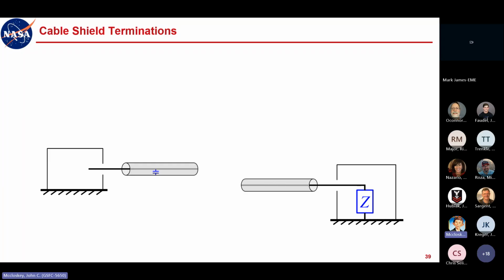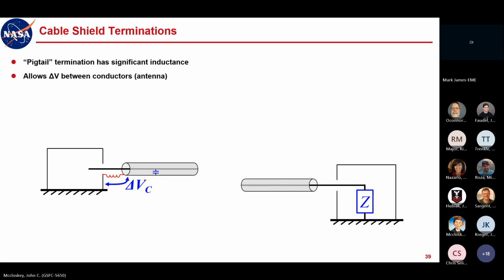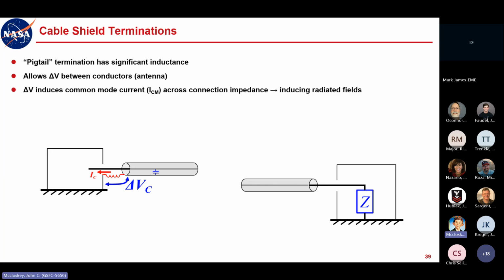So revisiting this from the grounding and shielding session, a pigtail termination has significant inductance. You're basically putting an inductor in line with the connection. That's exactly what it is. So when you put an inductor there at higher frequencies, that will allow some potential difference to form between the shield and the chassis. And that will allow some common mode current to flow across that connection impedance. And that will, in turn, induce radiated fields.